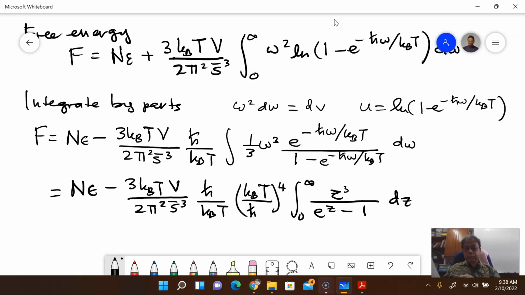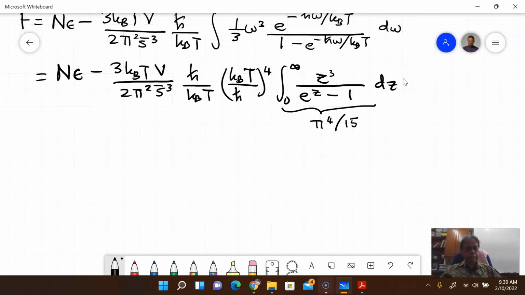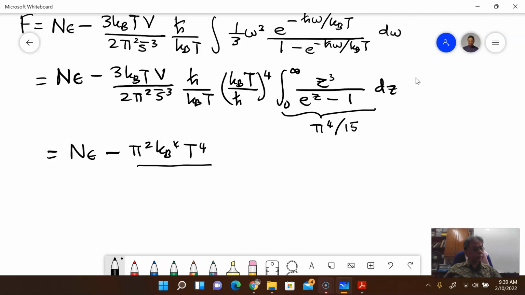So without going too much into the detail, we can look up this in a table of integrals. This is essentially pi to the fourth over 15. So let me write down the final answer. This equals n epsilon minus pi squared kB to the fourth T to the fourth, after simplification, over 30 h bar squared s bar cubed.